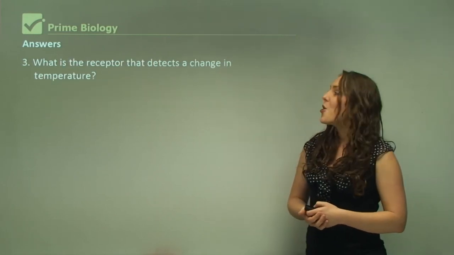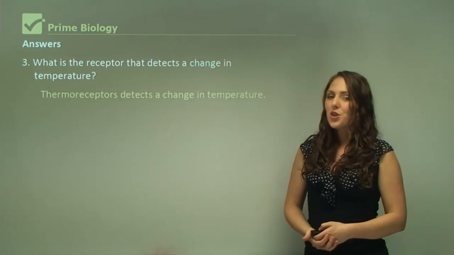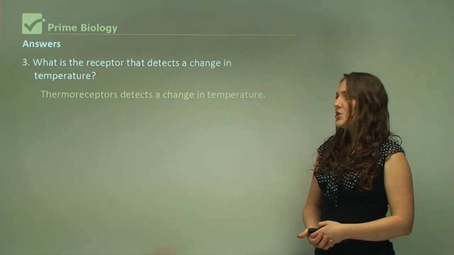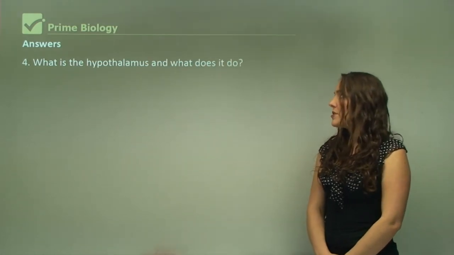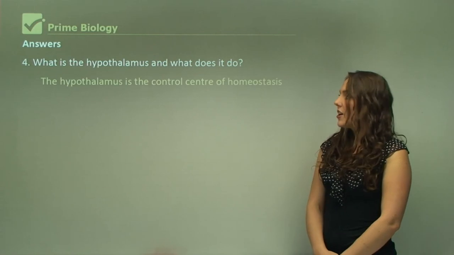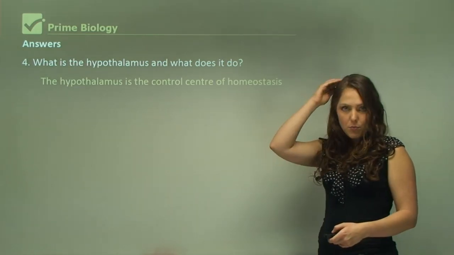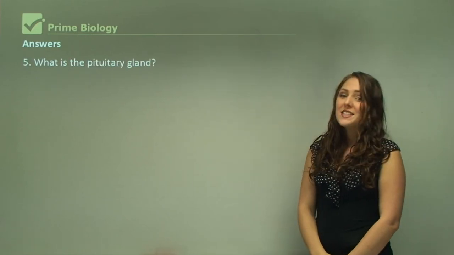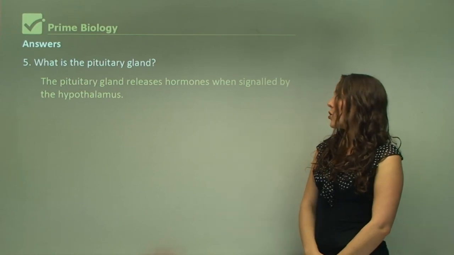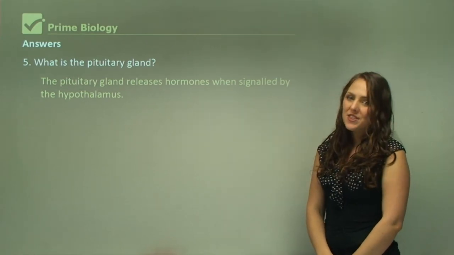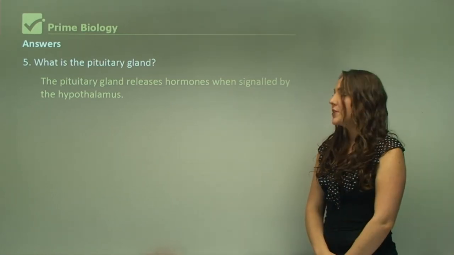Number 3, what is the receptor that detects a change in temperature? It's the thermoreceptors, which detect a change in temperature, and they're in your skin. What is the hypothalamus, and what does it do? The hypothalamus is the control center for homeostasis. It's in the brain. What is the pituitary gland? They work together. The pituitary gland releases hormones when signaled by the hypothalamus. The pituitary gland also stores some hormones as well.